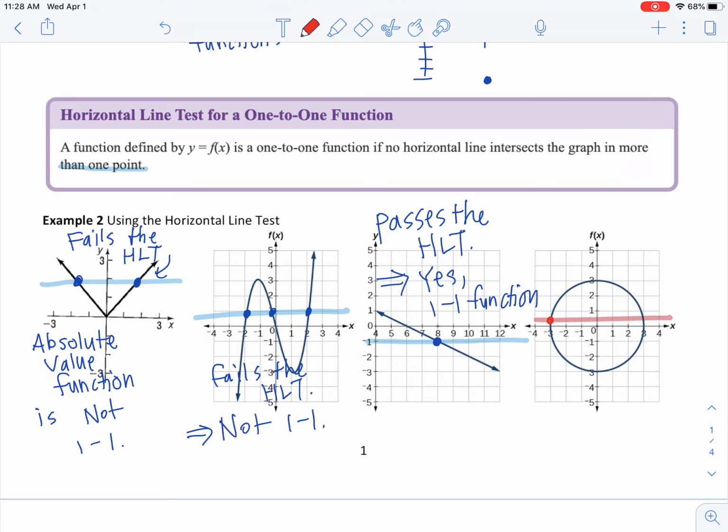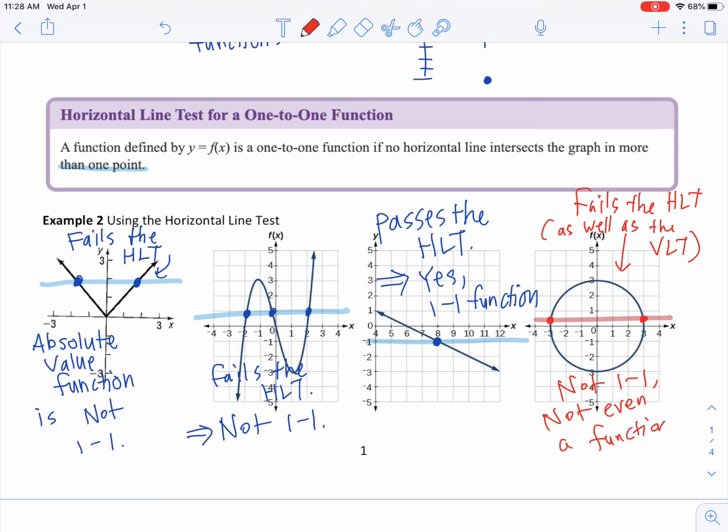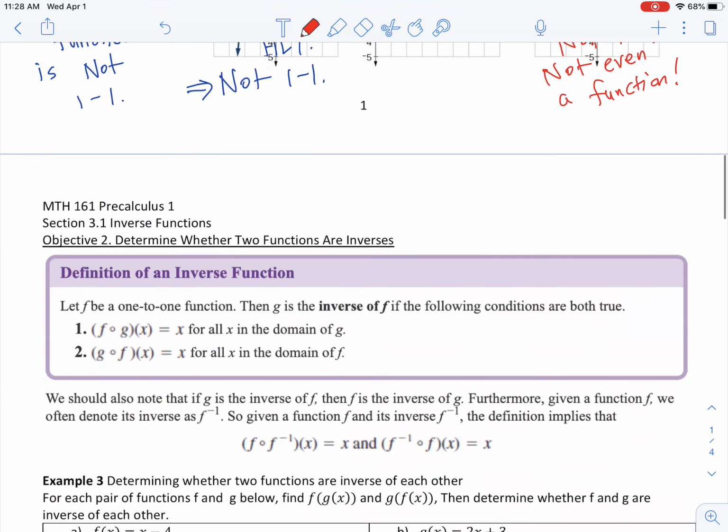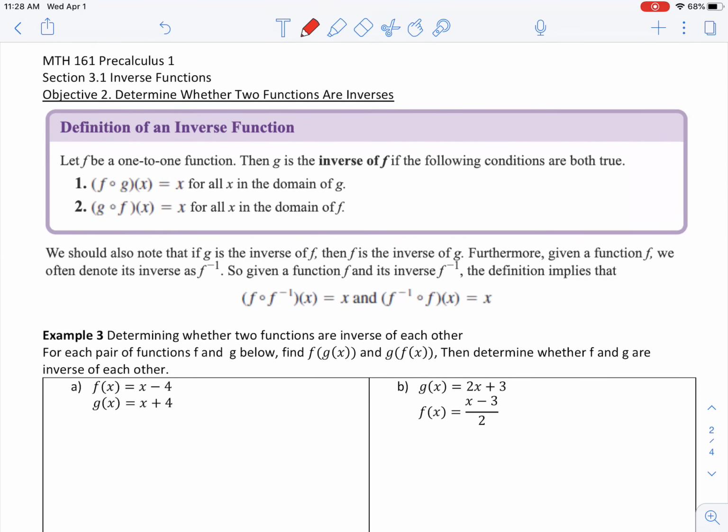But say that you still try to draw that horizontal line. How many points does it touch? 1 point and 2 points. It fails the horizontal line test. Let's add that as well as the vertical line test. Therefore, this is not one-to-one, and not even a function. Okay? So that's how you can use the horizontal line test to tell whether a function is one-to-one. All right, let's go on.